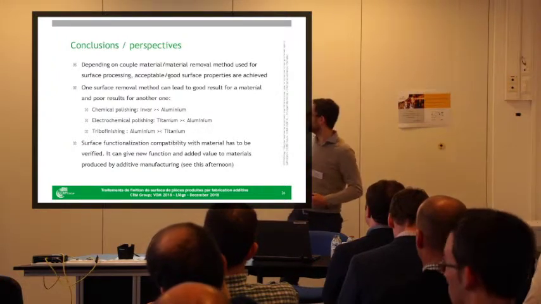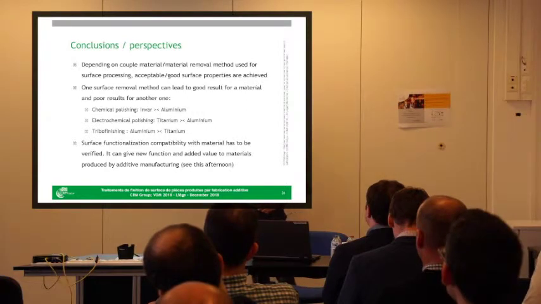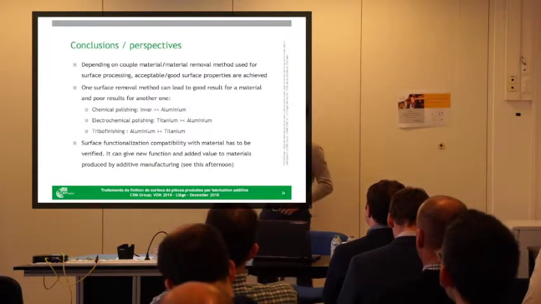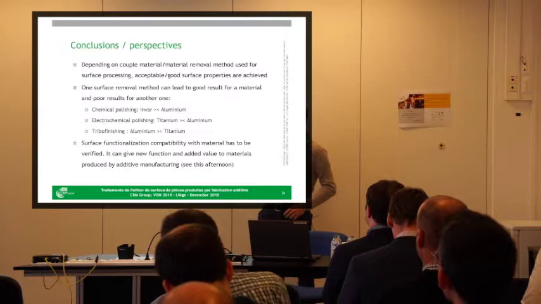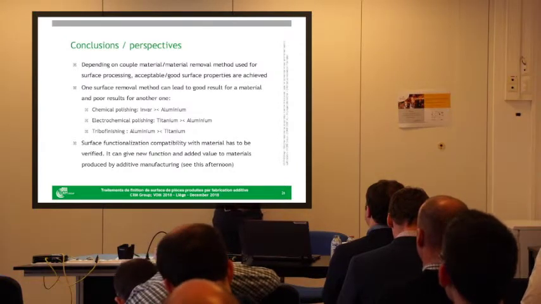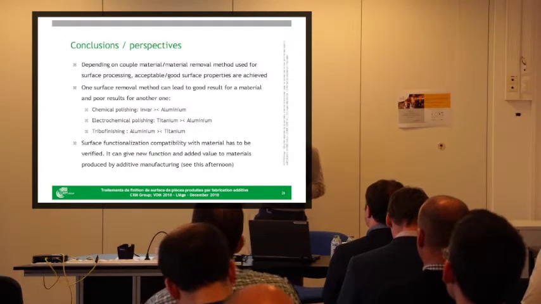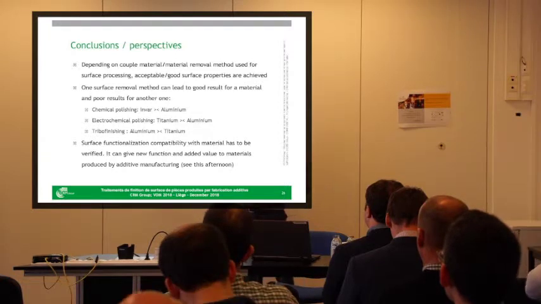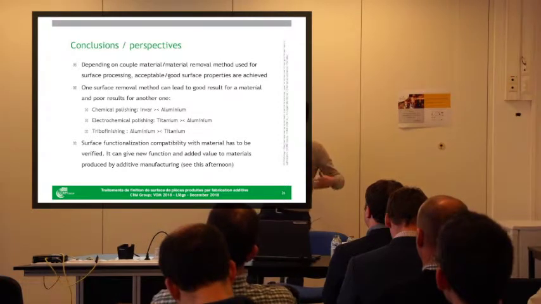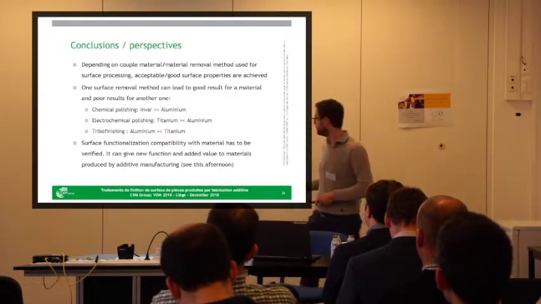Roughness is not influenced. Electrochemical polishing works well for titanium, but not for aluminum. Tribo finishing is really good for decreasing roughness at the last step on aluminum. But for titanium, it works, but it's really, really long, so I would not use that method.